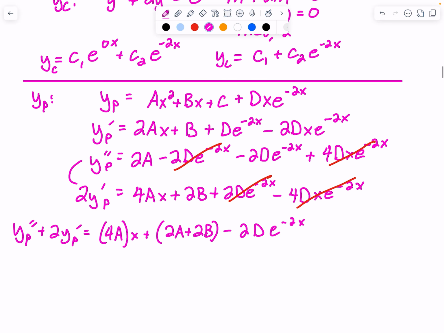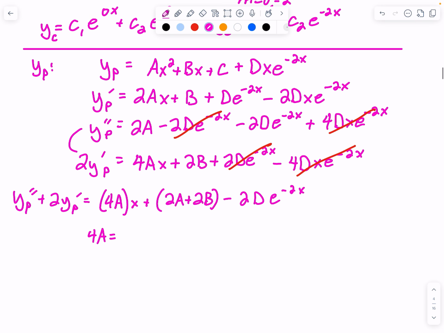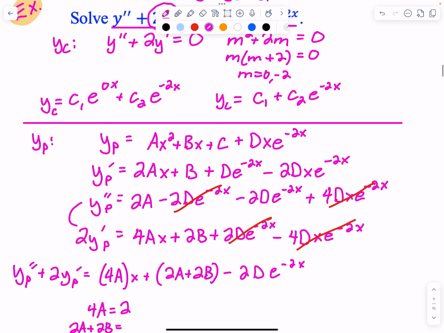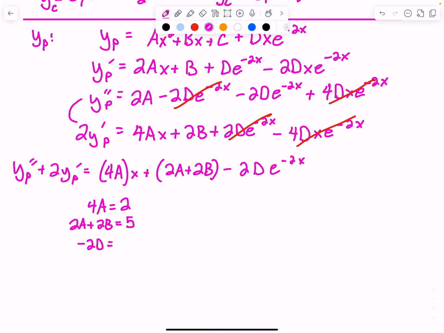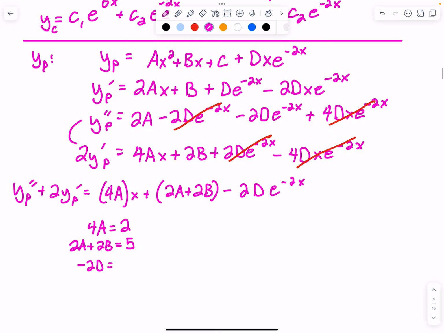Okay, so now I can create a system. 4a must equal, okay, if I go back up, that was a 2. 2a plus 2b is equal to 5. And then the last thing, negative 2d, should be equal to negative 1. All right, so if I solve all those, this is my system. I get a is 1/2, right? If a is 1/2 and I plug it in and solve, I get b is 2. And then the last thing is d is 1/2.